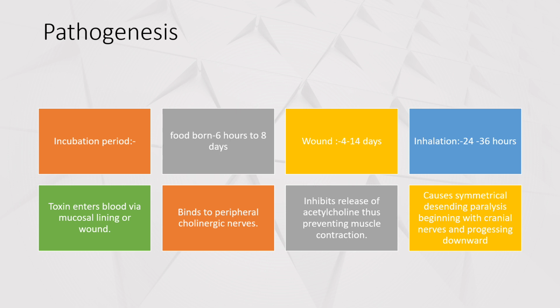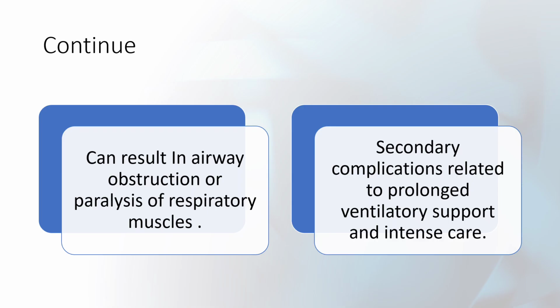Actually this is not a very complicated case, but it might become complicated when it infects the respiratory muscles, so it causes symmetrical descending paralysis, from up to down, beginning with cranial nerves and progressing downwards: cranial nerve, then spinal nerve, then cervical nerves. It can result in airway obstruction from paralysis of respiratory muscles. And a second complication is related to prolonged ventilator support.